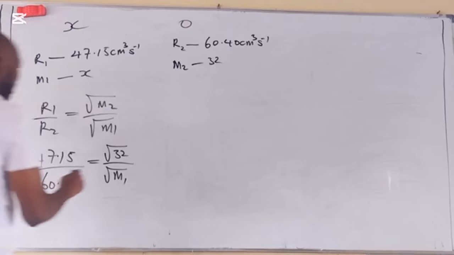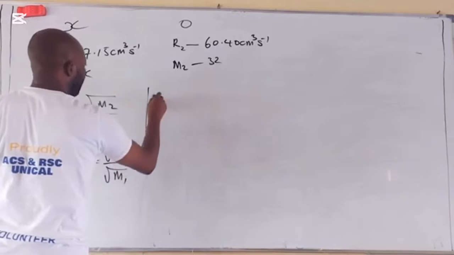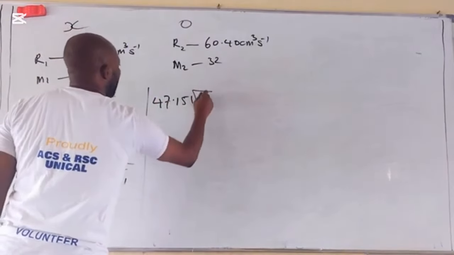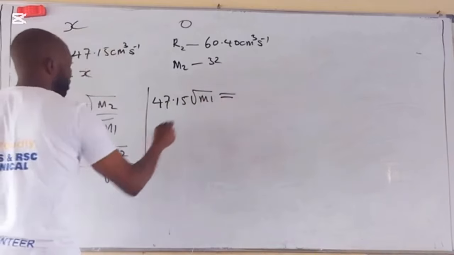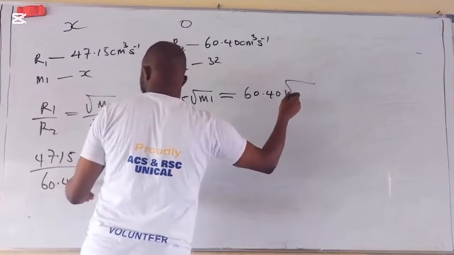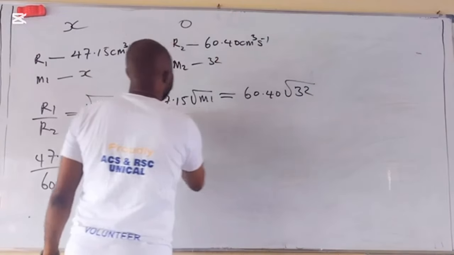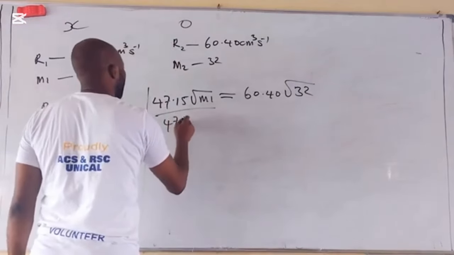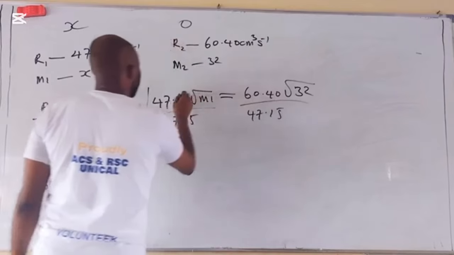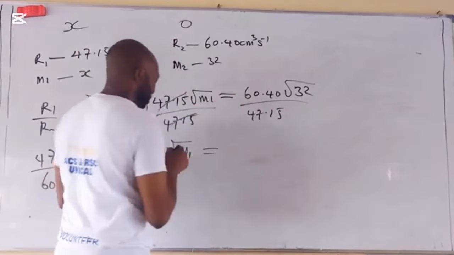Cross multiplication, I will have 47.15 root M1 is equal to 60.40 root 32. Divide both sides by 47.15. So root M1 is equal to this.